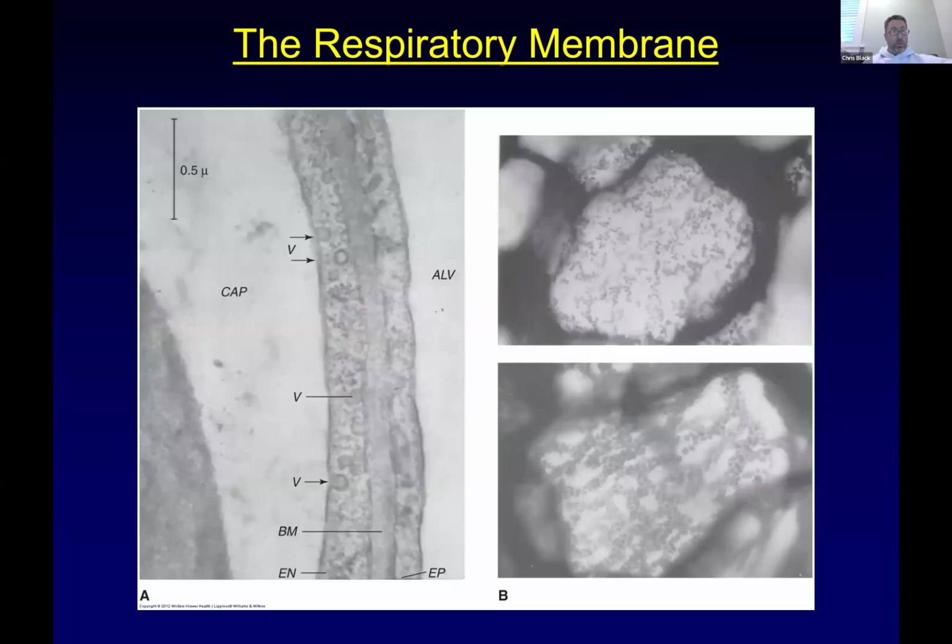Okay. So here's an electron micrograph of what all of this looks like. In the part of the picture on the left, you can see this is a pulmonary capillary. This is the alveoli. And this area right here where they come together, this is the respiratory membrane. You're going to have red blood cells in here that capture oxygen moving from the alveoli in, and they give up their CO2 and move it out.